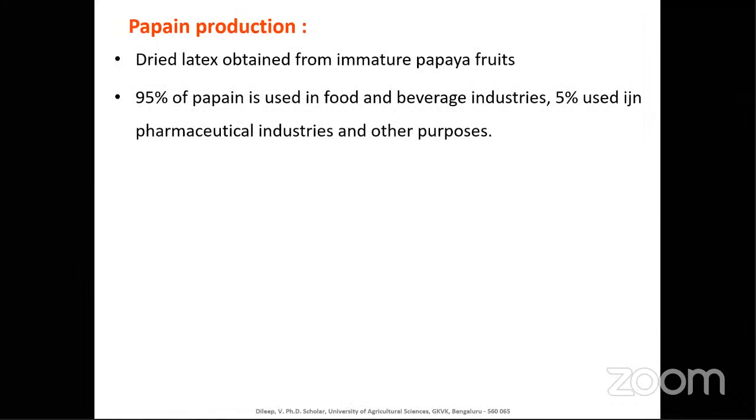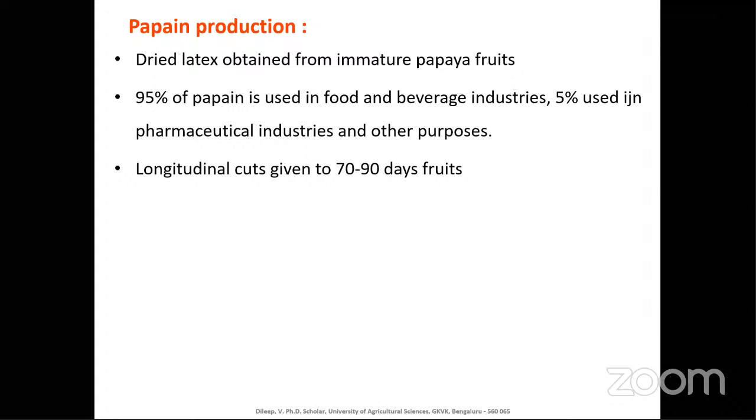So papain production. We all know that it is also grown for papain. Okay, and papain is nothing but the dried latex of immature fruits. That is immature fruits of almost 90 to 100 days, or 70 to 100 days. Okay, so from those fruits the papain is extracted. 95% of the papain is used for food and beverage industries, and 5% is used in pharmaceutical and other purposes.